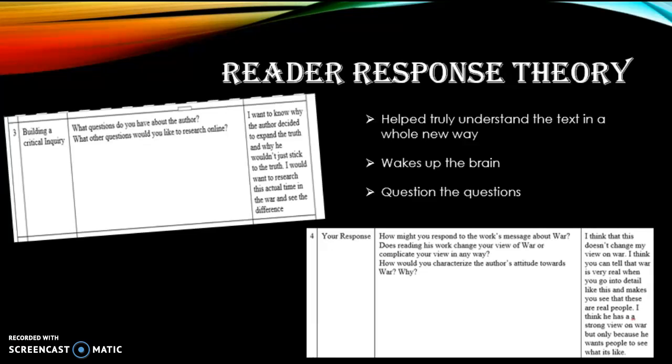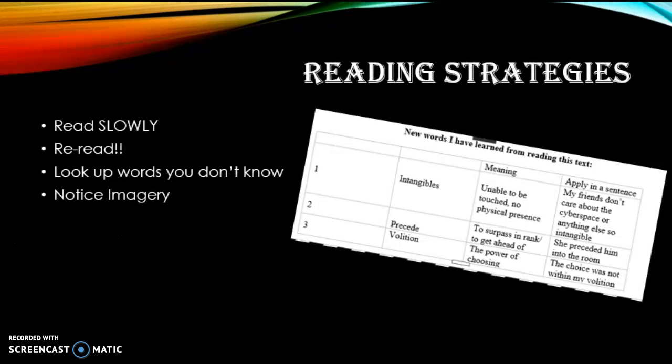Personally, my opinion of most of the stories was that they were really challenging, but after reading and using all the tools that you've given us, it actually made it easier as the class went on. Some of the reading strategies that I took from your list were to read slowly, make sure we reread, look up words that we don't know, and try to picture the story as we go through it.